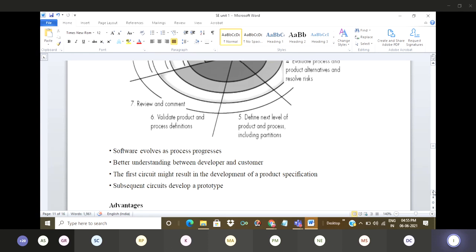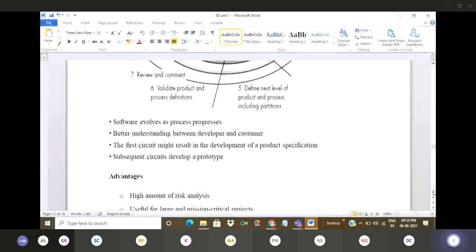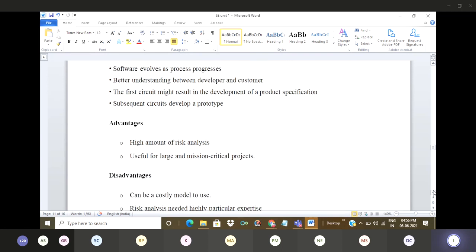Software evolves as the process progresses, with better understanding between the developer and customer. The spiral model works in a circular manner, so there must be better understanding between the developer and customer. If the customer says something, the developer has to resolve that problem. The first circuit might result in development of a product specification, and subsequent circuits develop a prototype.